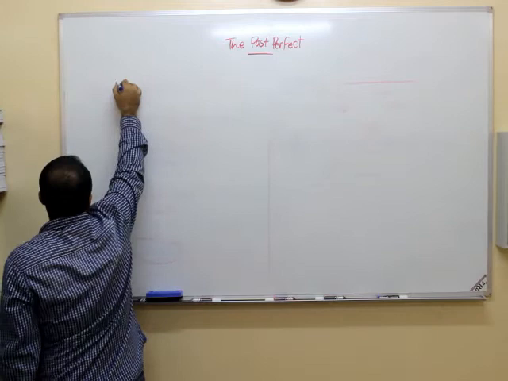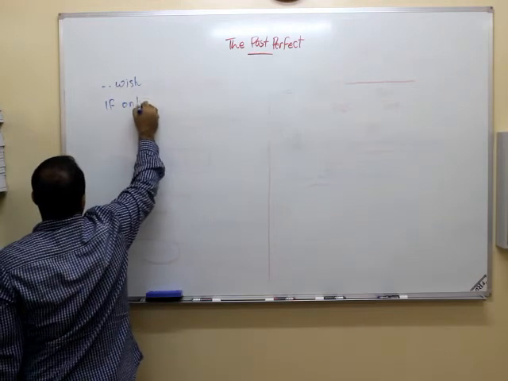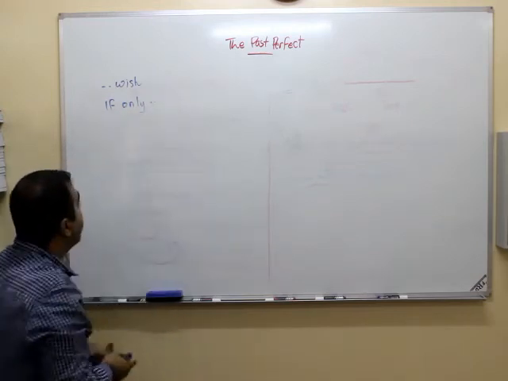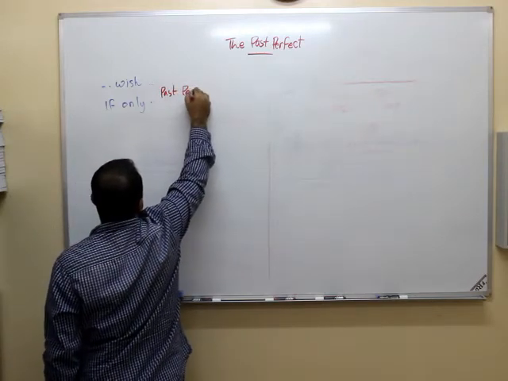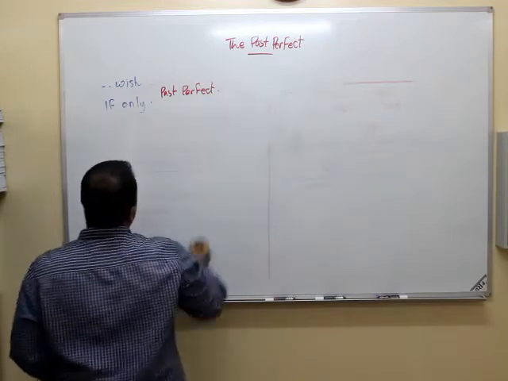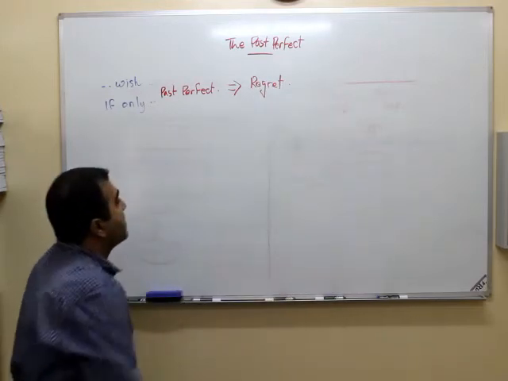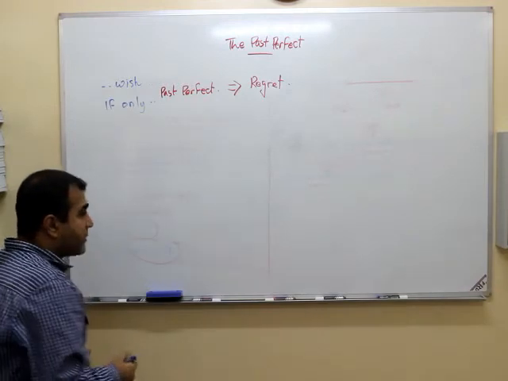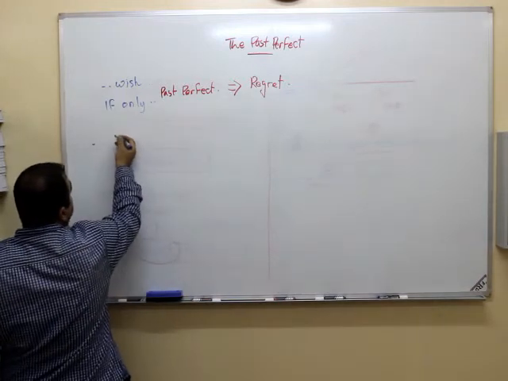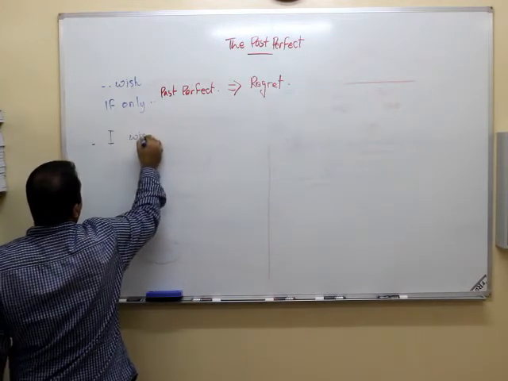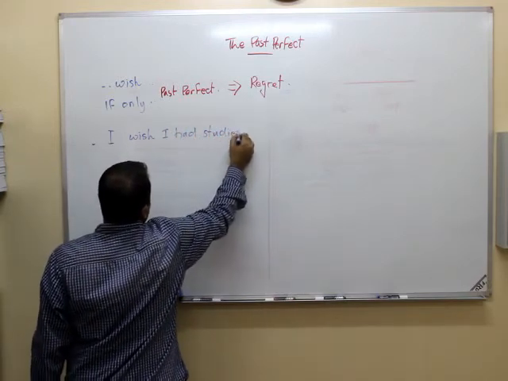Look here, we can use wish or if only. We use it a lot. If we use the past perfect here, we are talking about regret, regret in the past. Let's have an example. For example, let's talk about a student who failed. When he says, I wish I had studied harder.